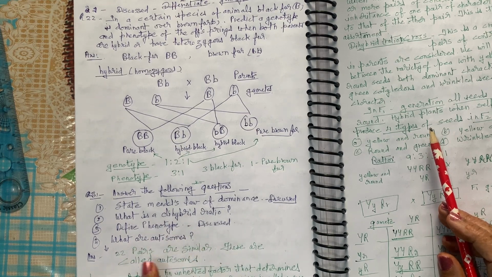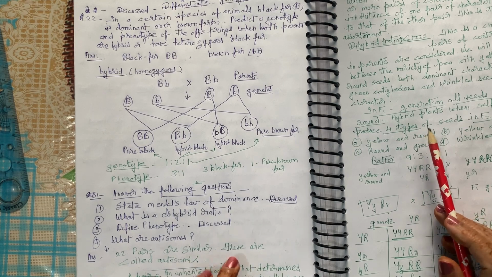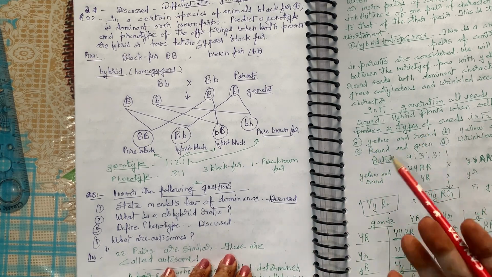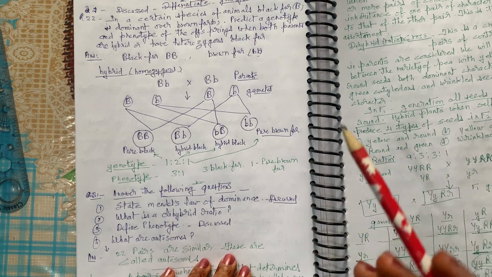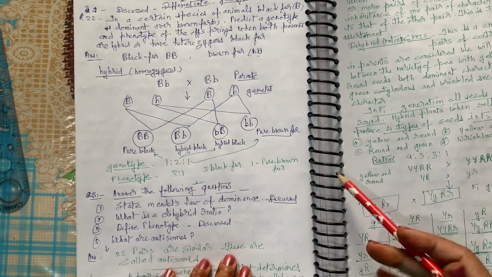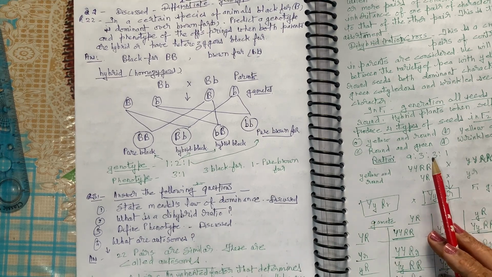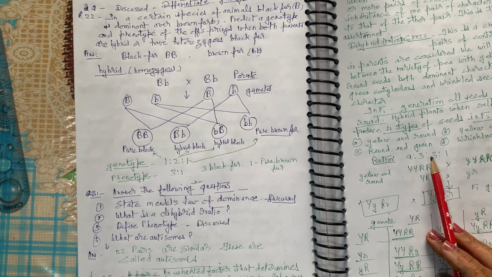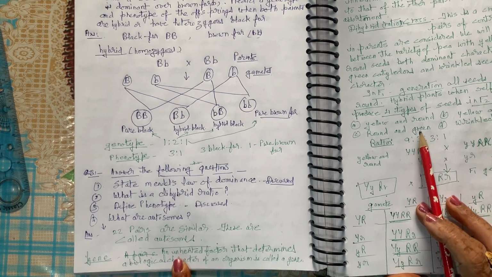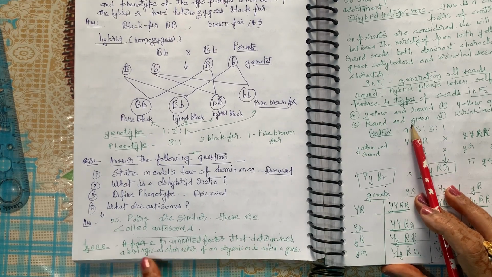What are autosomes? In humans, 23 pairs of chromosomes are there. 22 pairs are similar in both male and female, and they are known as autosomes, and the 23rd pair is known as the sex chromosome. What is a gene? An inherited factor that determines a biological character of an organism is called a gene.